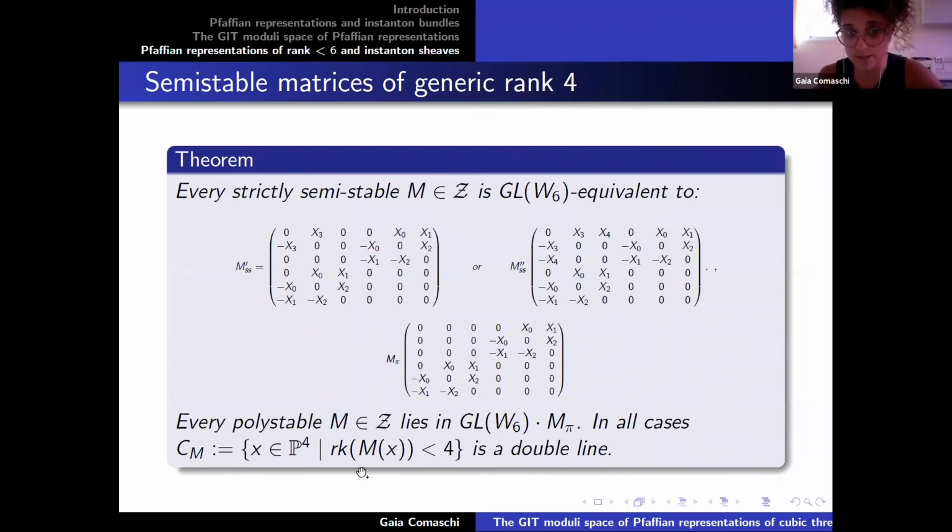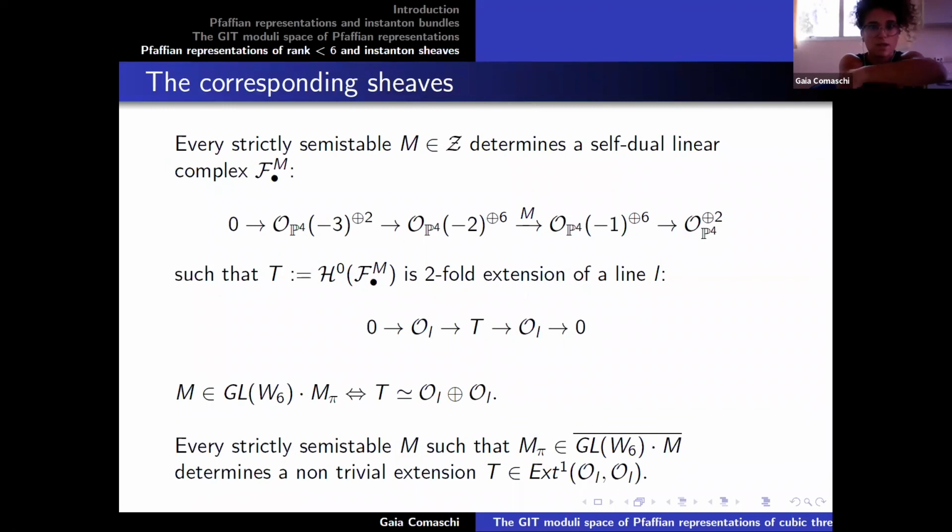In all these cases, the locus of points in P4 where the rank is strictly less than 4 will be a double line. Once again, the matrices will define a linear complex in P4 of this form. This time, if we take the co-kernel of this differential, we will still get a sheaf of dimension 1 that will be supported on a double line, and that will be a so-called twofold extension of a line. So it will fit in a short exact sequence of this form.